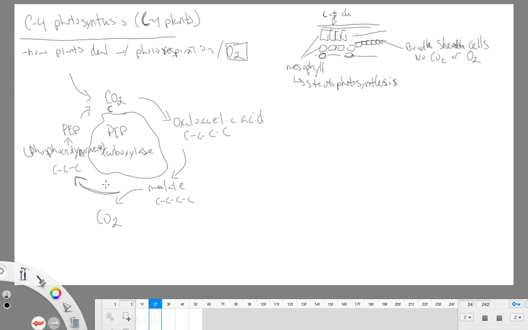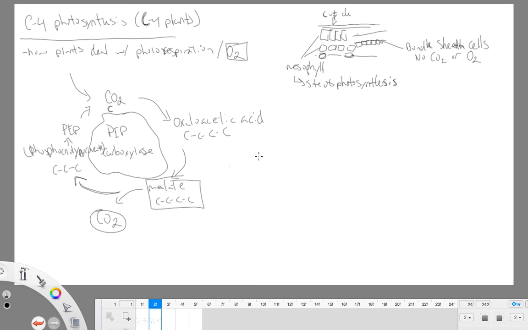And you may be wondering, what is the purpose of this, right? Because we started with carbon dioxide, and at the end of this entire cycle, we end with carbon dioxide, right? So we haven't really changed much here. However, when you think about where this is taking place, it's going to start making sense, right? So the end result of this is we can produce carbon dioxide and more PEP, but we're really focused on this malate right here, right?